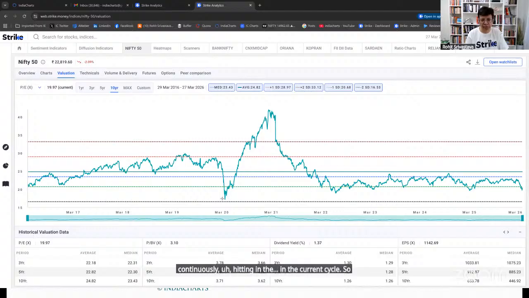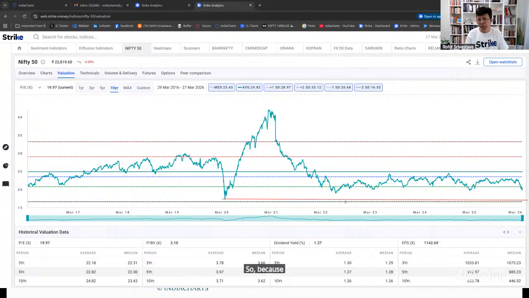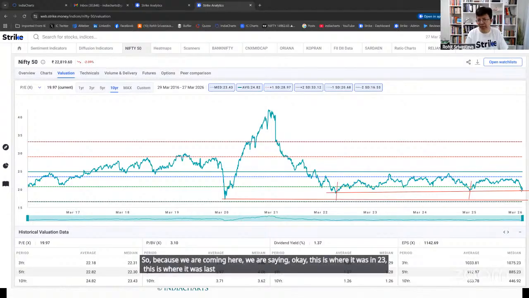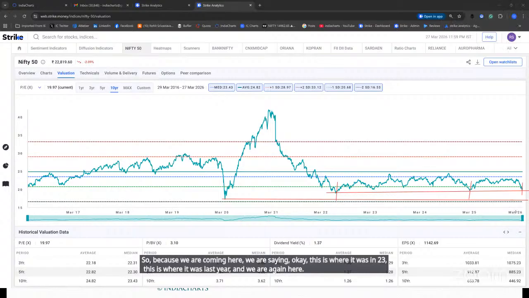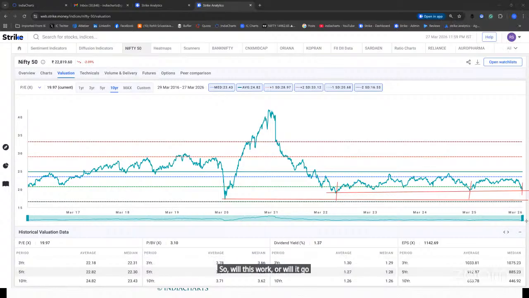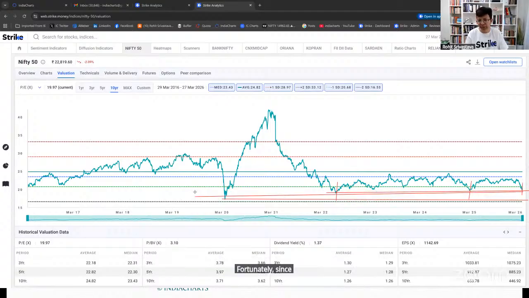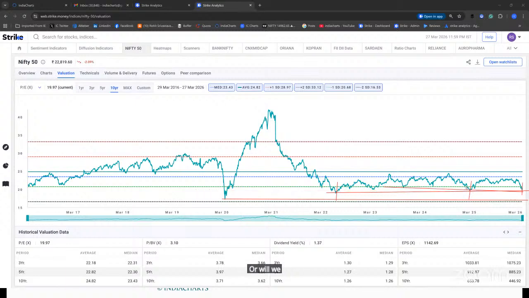If we draw a line from here, this is the lowest point, and this is where we are coming now. We are saying this is where it was in 23, this is where it was last year, and we are again here. So will this work or will it go all the way through this? This is the difference between a bull and bear market. Will it come back from this 20 threshold, which is holding since COVID, or will we break this threshold?